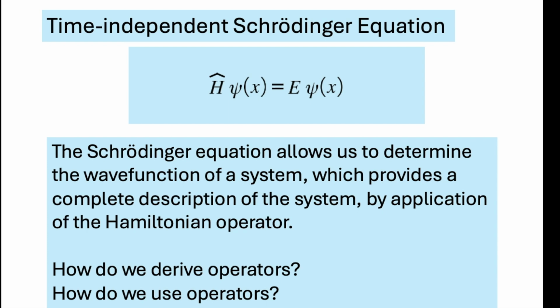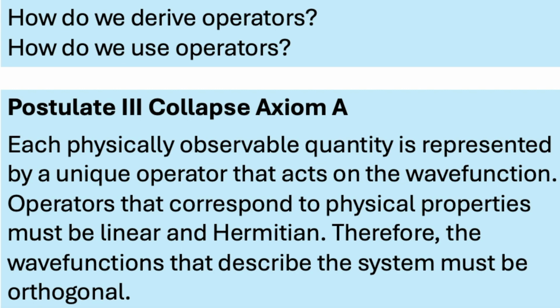And the way we find them is by applying the Hamiltonian operator, this H hat, to the wave function, which represents an eigenfunction of the system, and it returns an eigenvalue, the energy, times that wave function. So just a constant times the wave function. Now we want to pose and answer the questions: how do we derive these operators, and how do we use them? So let's take it back to the postulates of quantum mechanics.